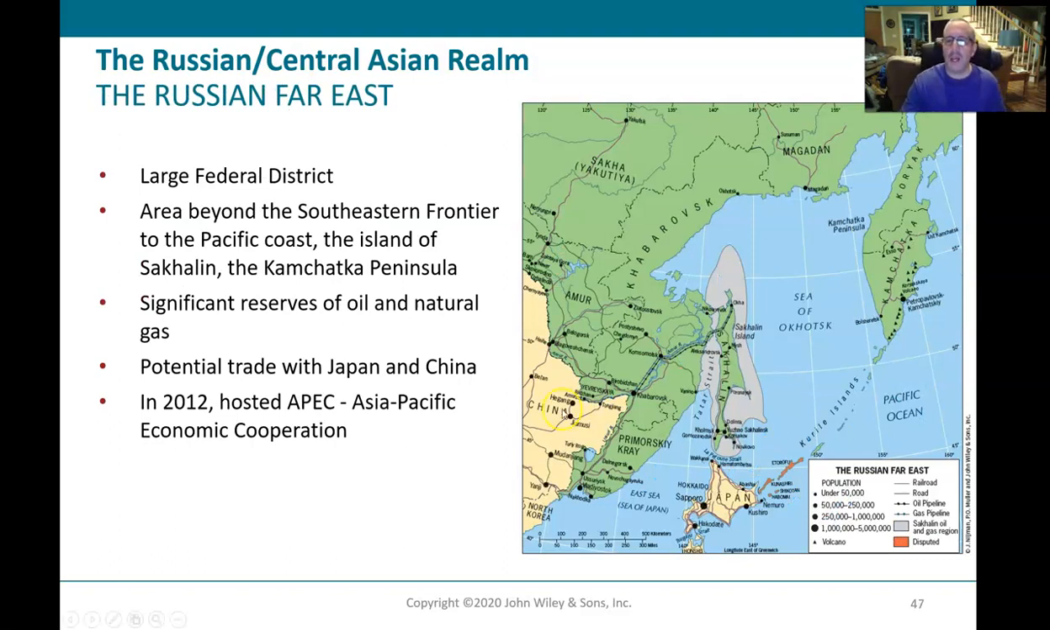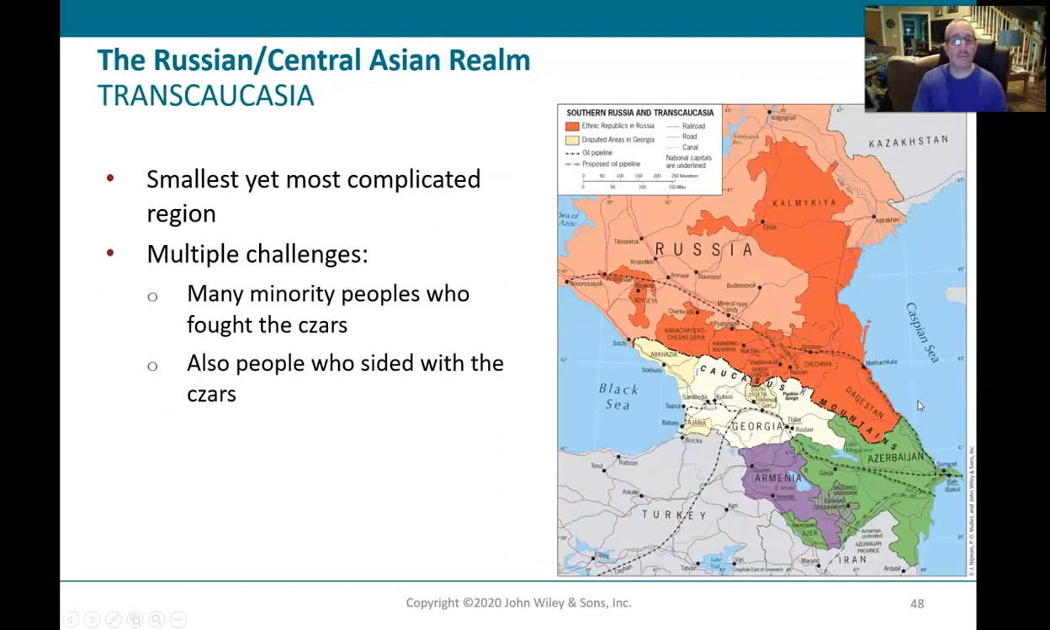The Far East, again, pay attention to this map. This is going to be on your test. The island here, you can see there's oil and gas reserves all around this island. That's going to be a question. For some reason, people don't read that map very well, but just remember that they have a significant oil and gas field out in the very eastern part. Again, down here's Japan. This is the Kamchatka Peninsula out here. This is China. So we're in the far east at the Pacific Ocean.